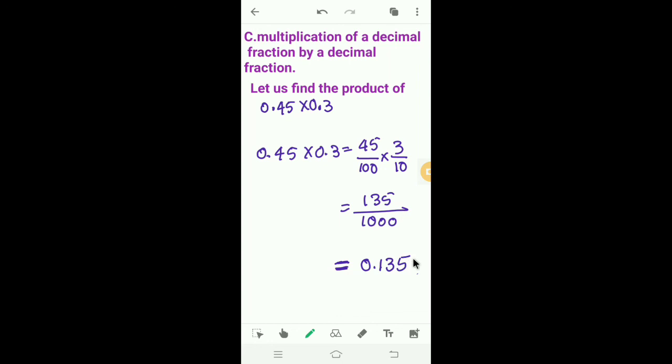135 by 1000 is equal to 0.135. Here we can see that there are 2 decimal places in the multiplicand and 1 decimal place in the multiplier and 3 decimal places in the product.